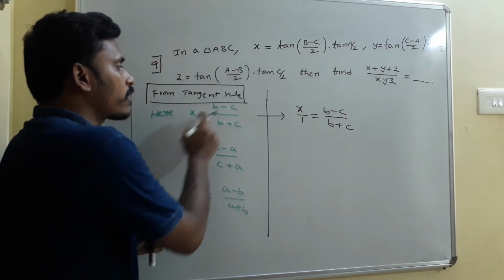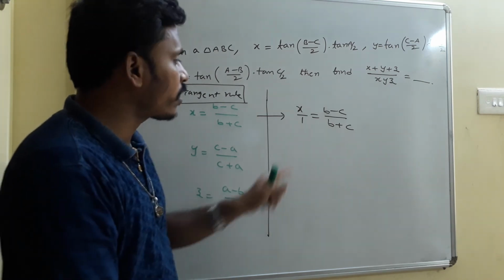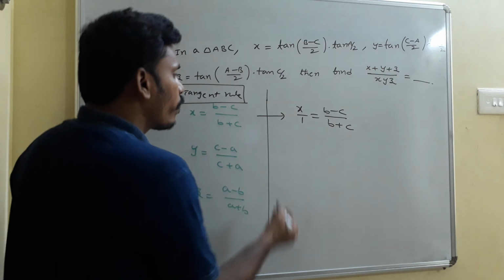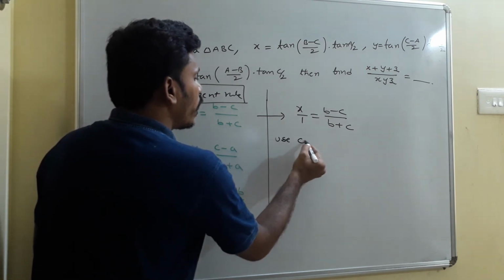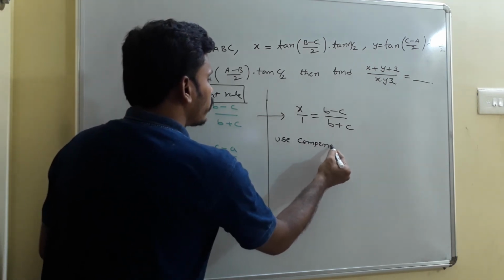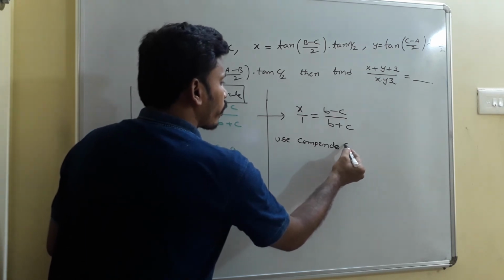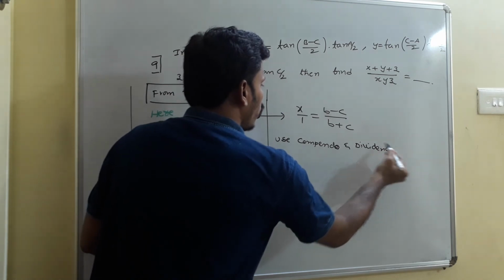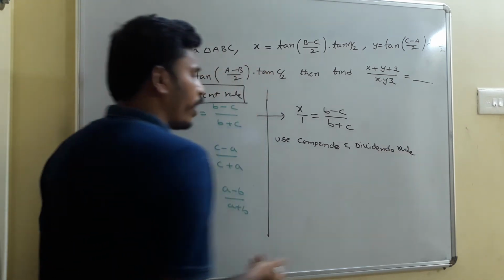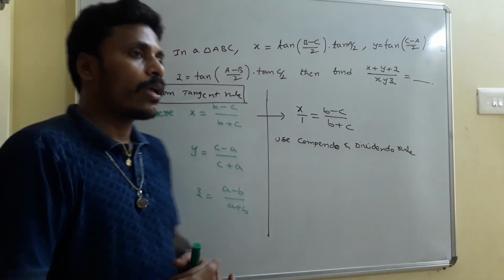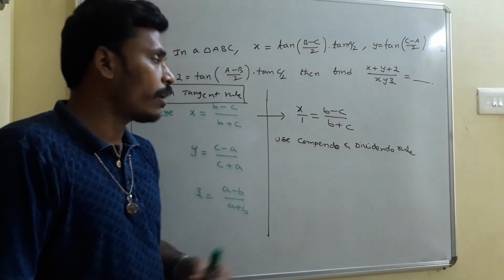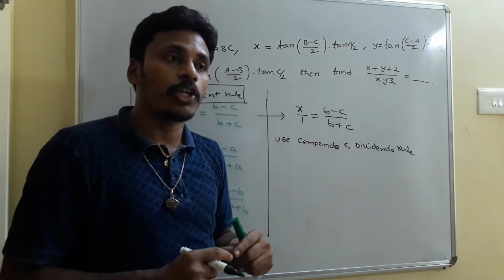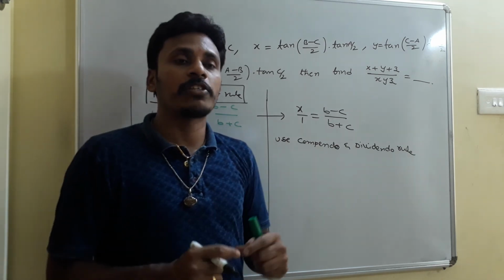On the board, this x is equal to (b minus c) by (b plus c), which is simply x by 1 equals (b minus c) by (b plus c). So we need to use the componendo and dividendo rule. Do you know it, everybody? Anybody? Usually you use this rule in ratios as well as in trigonometry. The componendo and dividendo rule is: if two fractions are equal, then on both sides numerator plus denominator by numerator minus denominator is the same.